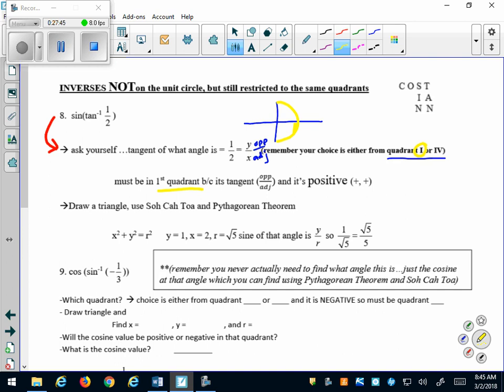So far, you're good? Okay, so now we're going to draw a triangle and use SOHCAHTOA and the Pythagorean theorem. When we're drawing our triangle, remember we're thinking opposite over adjacent, and it's 1 over 2, and we're in the first quadrant. So we're going to have a triangle in the first quadrant where the opposite side, which is the y, is 1, and the adjacent side, which is the x, is 2. So you're going to go over 2 and up 1. And there's our triangle.